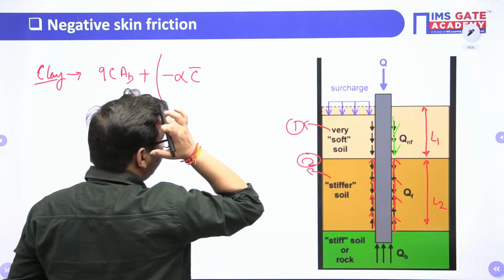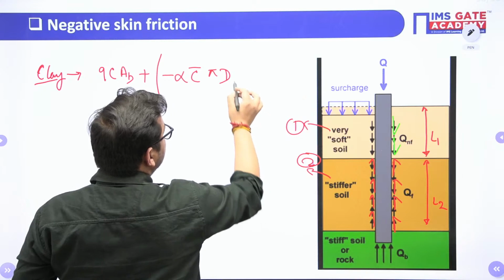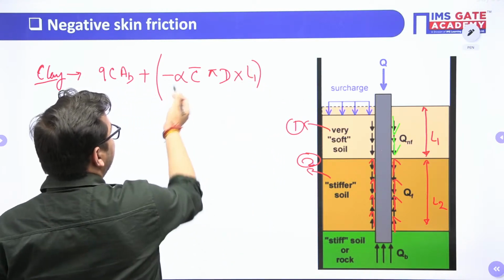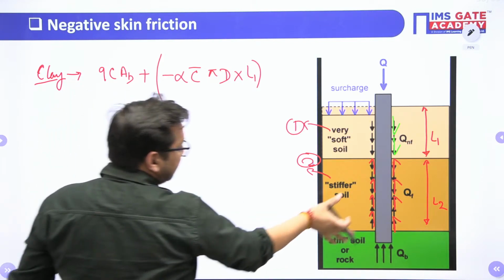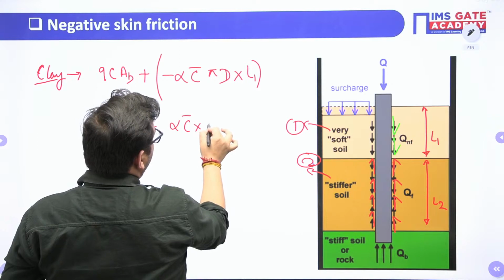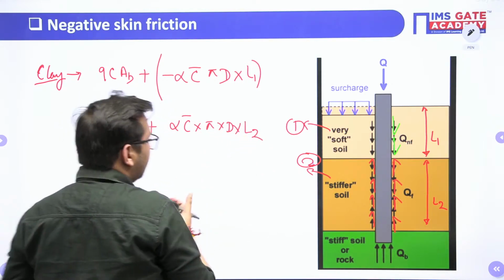If I write the value of AS, it will be pi into D, I am assuming the pile to have a circular base, into L1, as it will be negative, right? Plus the side friction at this, alpha C bar into pi into D into L2. Clear? So again, the formula is the same.